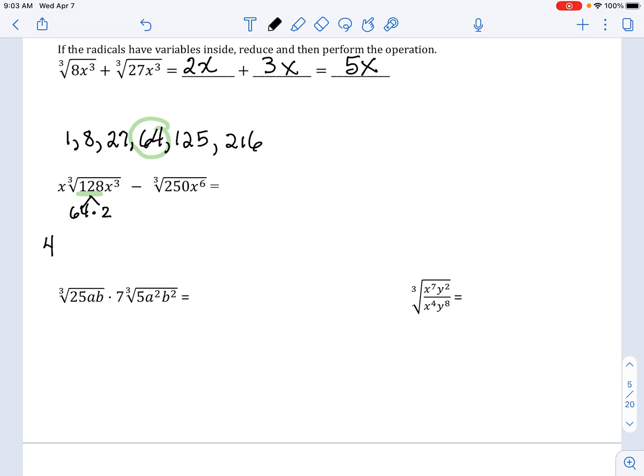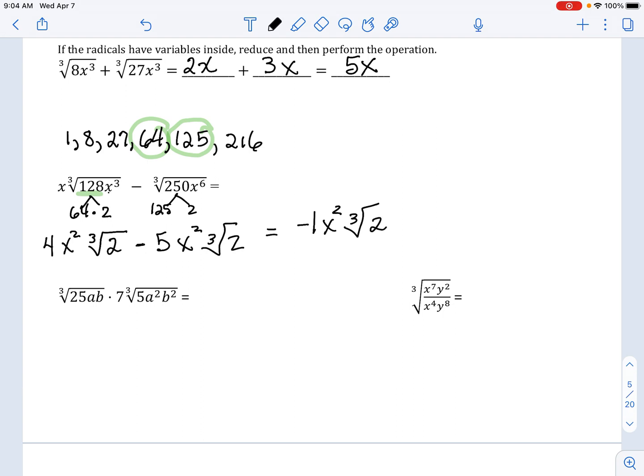Cube root of 64 is 4, so 4 is coming out. A 2 is going to remain inside. The cube root of x cubed is x. There's already an x outside, so that's x squared. All right, 250. Well, for 250, we know 125 times 2 is 250. So the cube root of 125 is 5. The cube root of x to the 6 is x squared, with the cube root of 2 left inside. Subtracting 4x squared, subtract 5x squared, is a negative 1x squared, cube root 2.